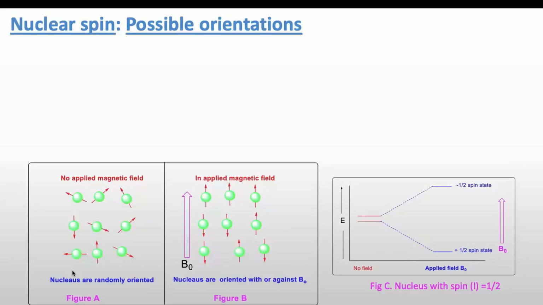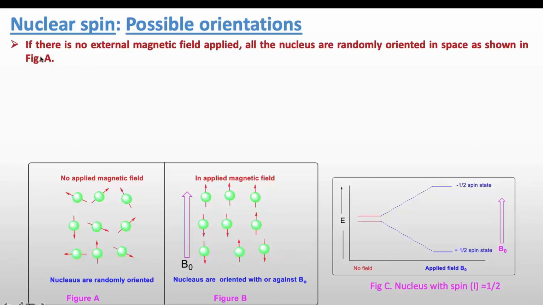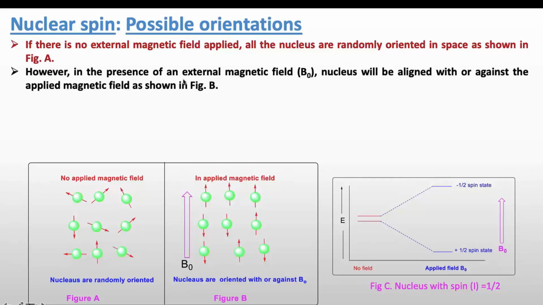Now we will see the possible orientations a nucleus can have. If there is no external magnetic field applied, all the nuclei will be randomly oriented, as shown in figure A. So these nuclei are randomly oriented in space. Now, in the presence of an external magnetic field, that is B0, the nucleus will be aligned with or against the applied magnetic field, as shown in figure B.